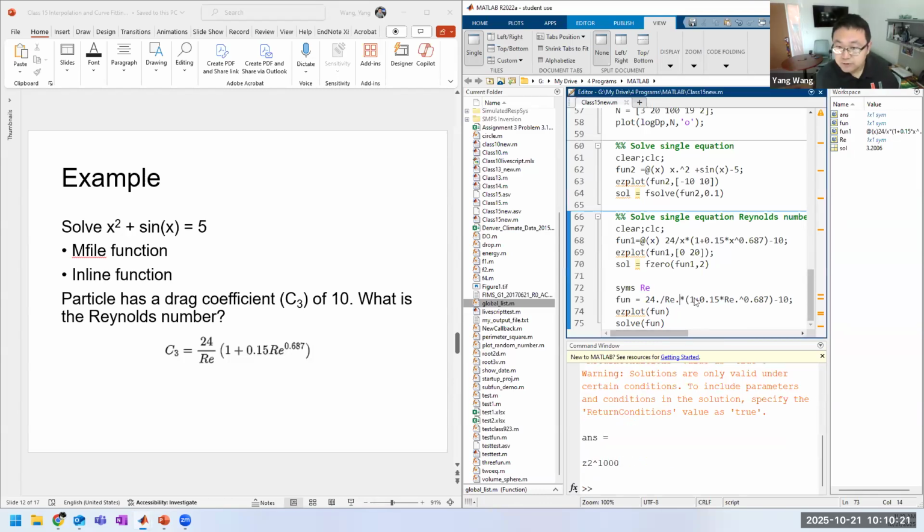Okay, so this is not our solution. So instead of changing it to using Reynolds number, let's use X. Okay, we can hide these first.